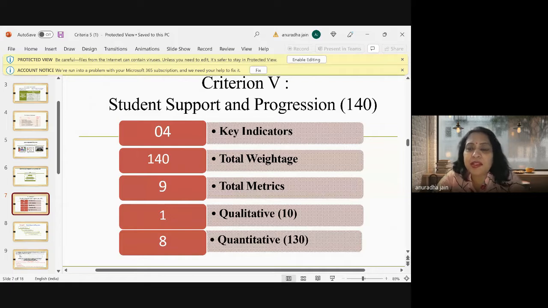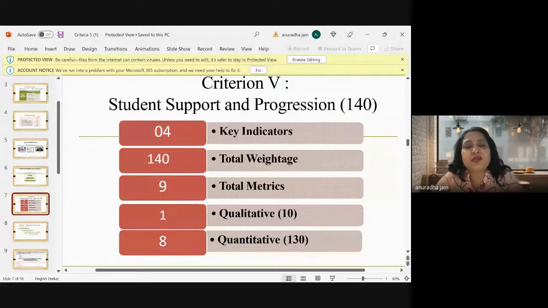So in that case, if you don't have sufficient data, then you will be in trouble, because if we are not in a position to produce all those certificates, then we will be marked 0 out of it. So this metric, this criterion requires a lot of documentation.